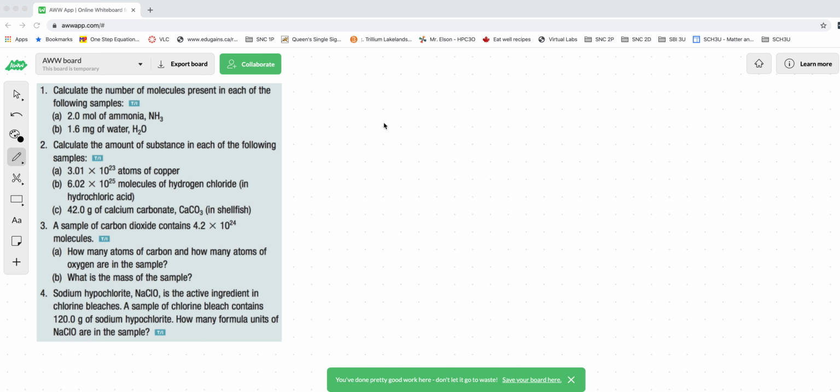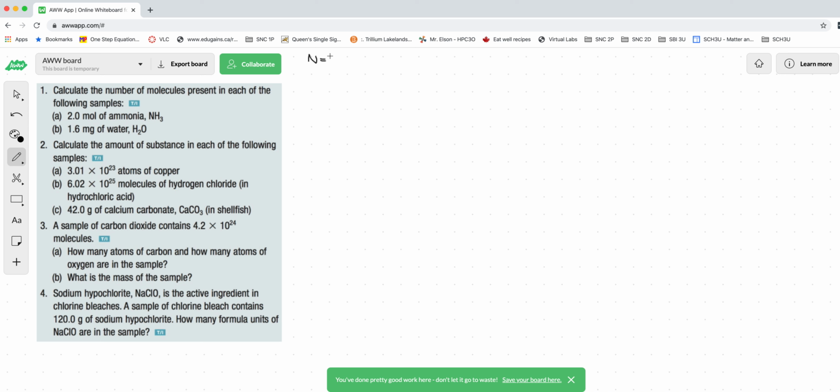The solutions, module 7, page 283, questions 1 to 4. These involve your entities calculation as well as your mole calculation. So just be careful to know which formula you're going to be using. So I'm going to write them at the top.